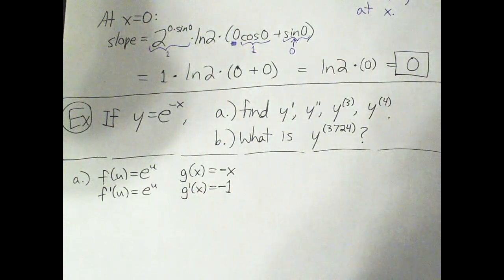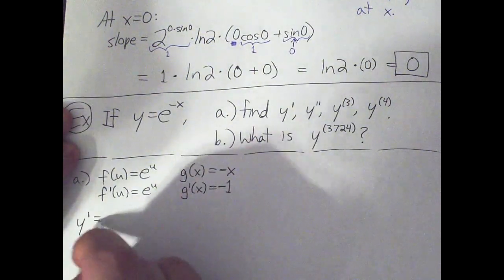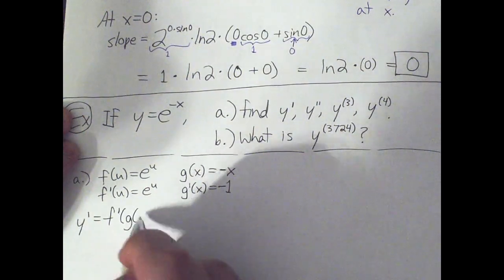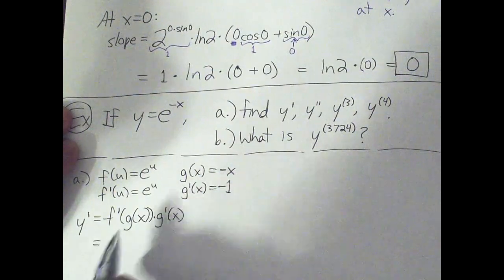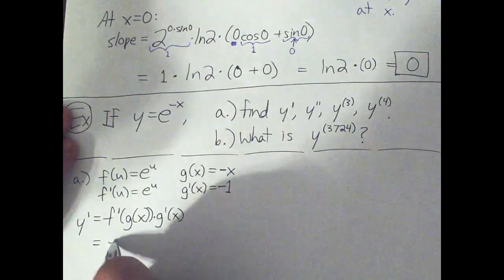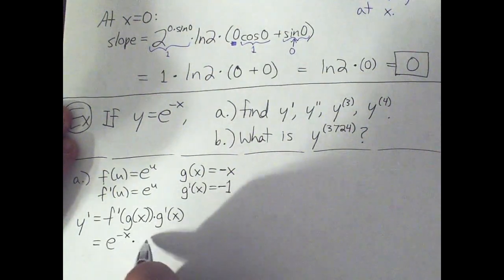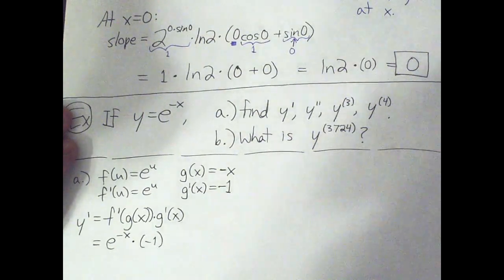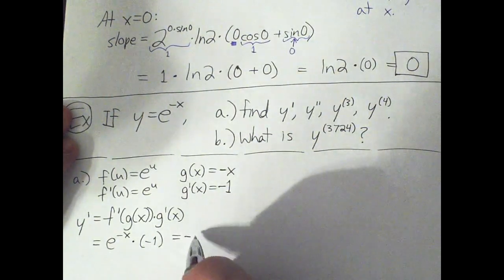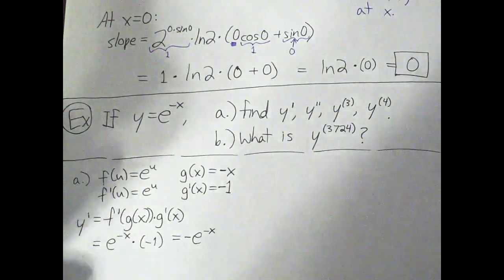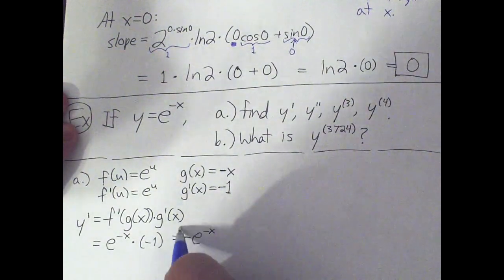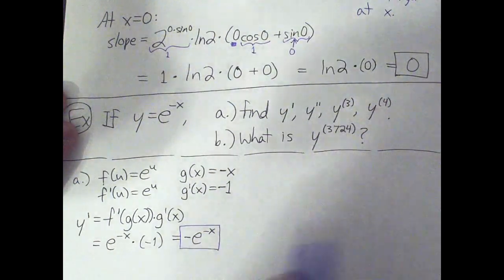All right, so what is y prime? It equals the chain rule formula, which is going to be e to the negative x times negative 1, or negative e to the negative x. Maybe I'll put a box around that, because that's part of the answer to part A. We found y prime.